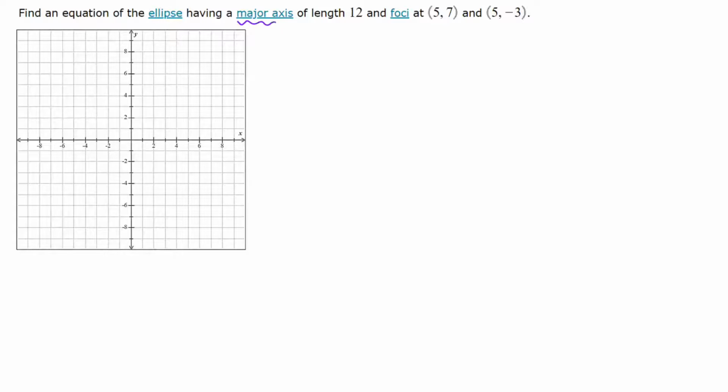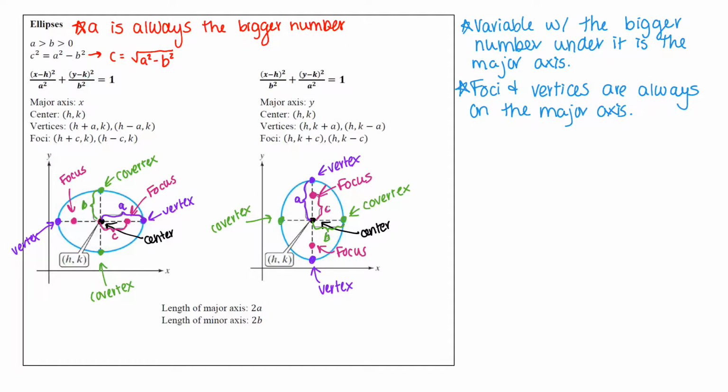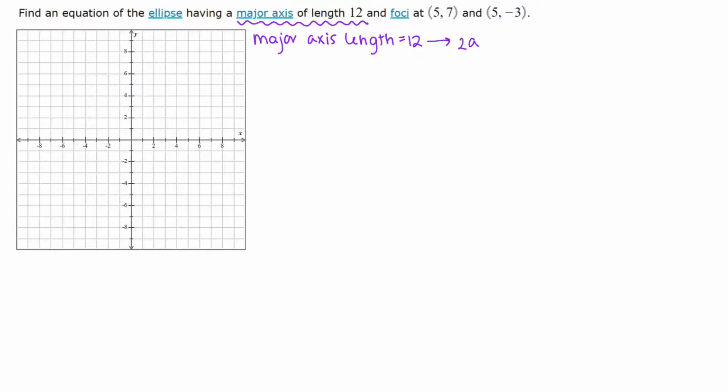Let's start with the first piece, which is the major axis. We're told that the major axis has a length of 12. But we also know that the major axis length is represented as 2a, because, looking back at our formula sheet, 2a is the length of the major axis. So 2a is equal to 12. Dividing both sides by 2, we get a equal to 6. That's useful information.